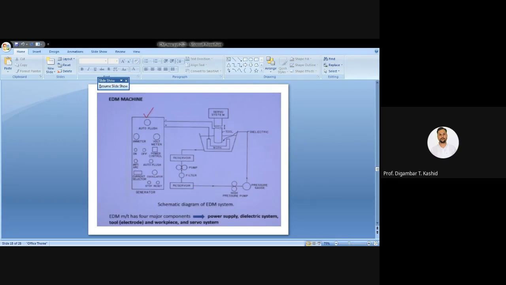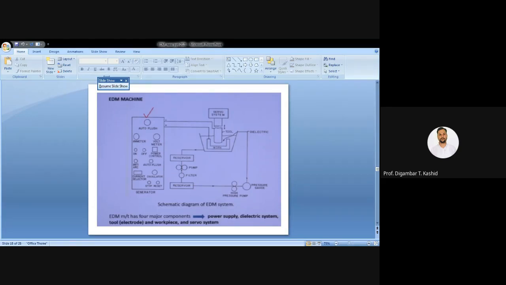One, as I already mentioned, is the power supply. This is one component of this EDM process. Then the second one is the dielectric system. This part is the dielectric system, which is the second part. Again, it consists of the pump, then delivery system, filtering system, dielectric tank and dielectric fluid.